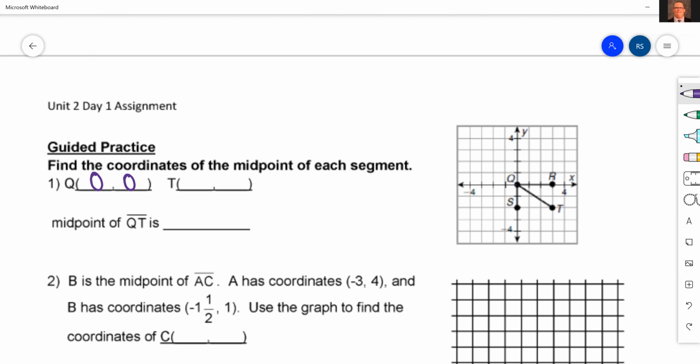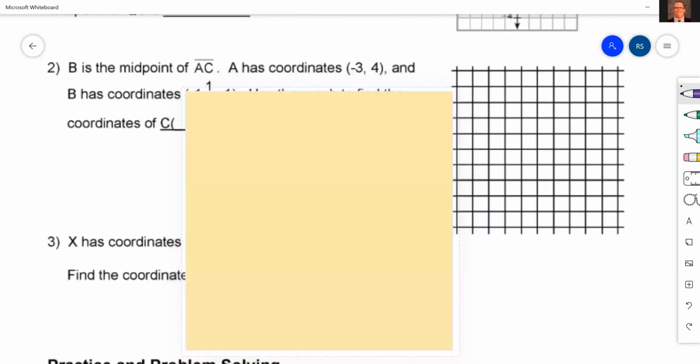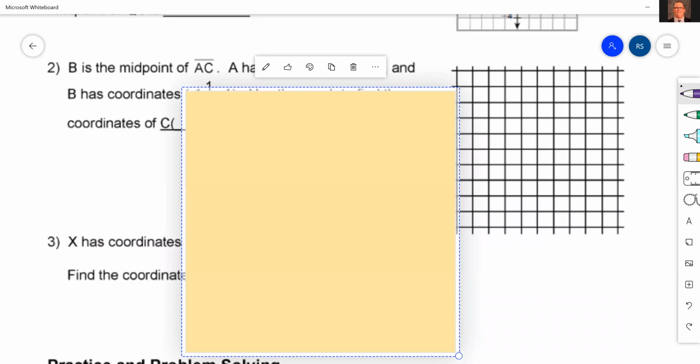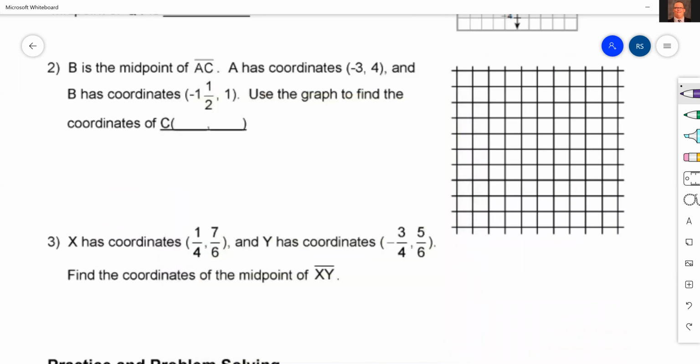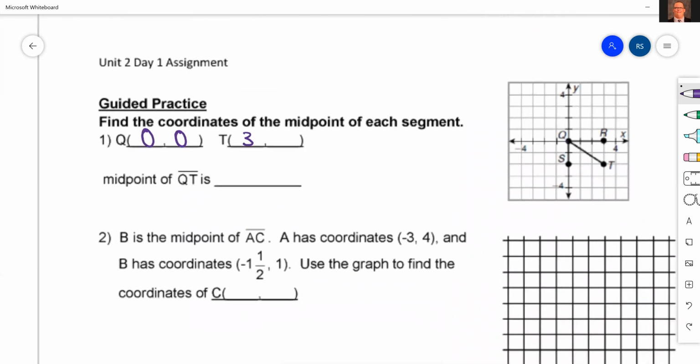T, I went over 3. So over 3. Then I went down 2. So 3, negative 2. And then it says find the midpoint. Okay, fair enough.